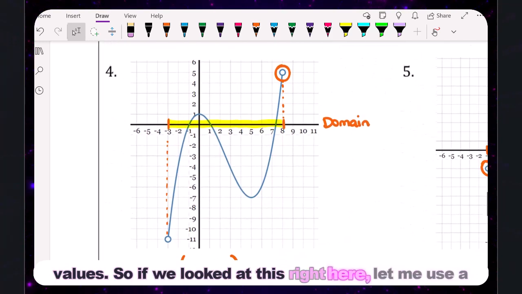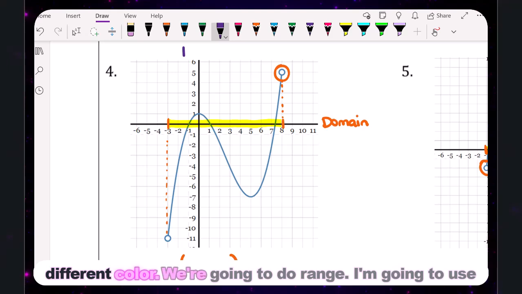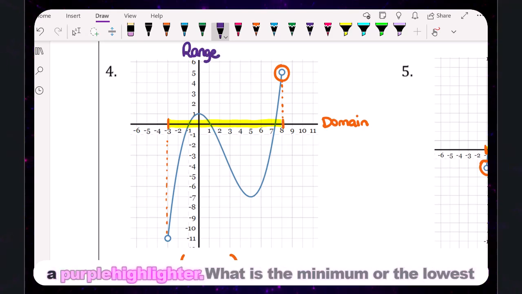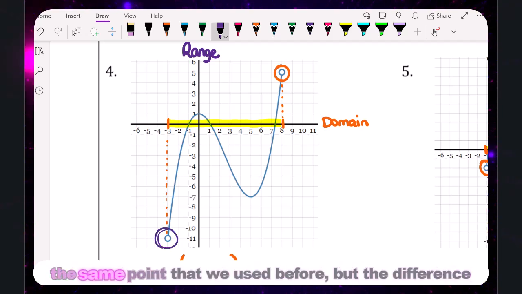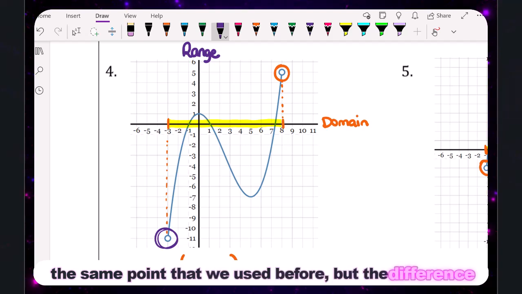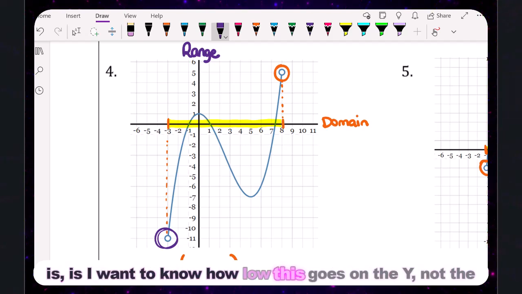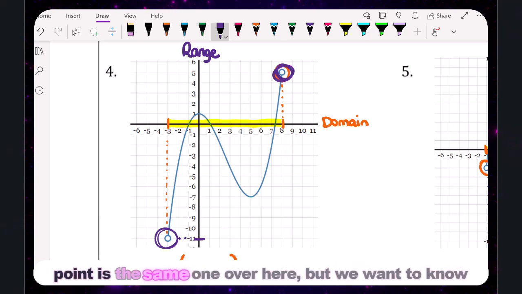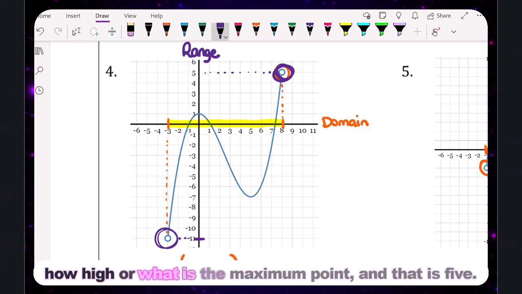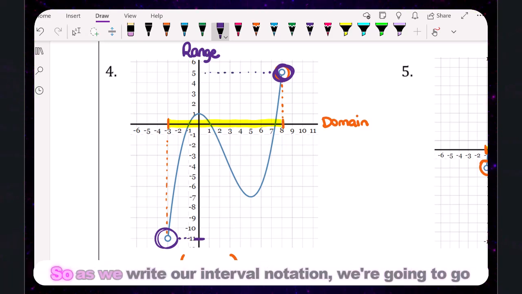So if we looked at this right here, let me use a different color. We're going to do range. I'm going to use a purple highlighter. What is the minimum or the lowest point that you see on this graph? Well, it happens to be the same point that we used before, but the difference is I want to know how low this goes on the y, not the x. So it actually hits at negative 11. The uppermost point is the same one over here, but we want to know how high, or what is the maximum point, and that is 5.